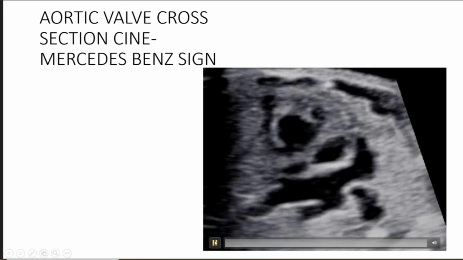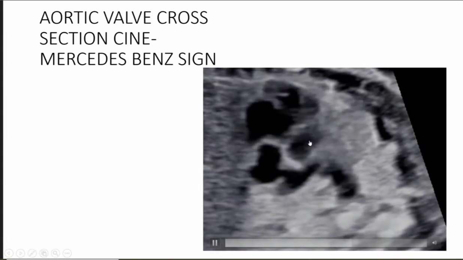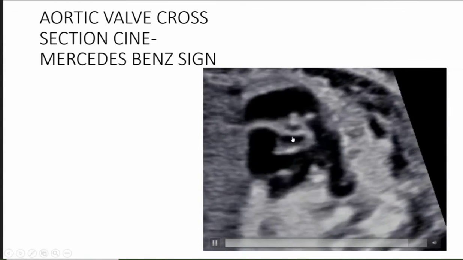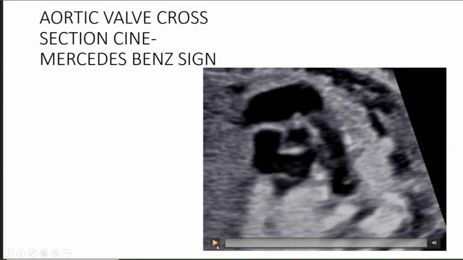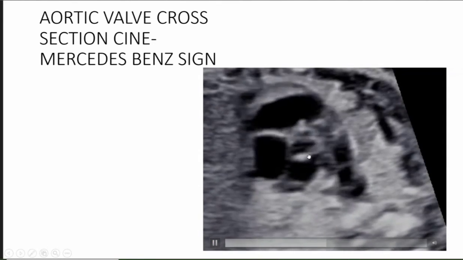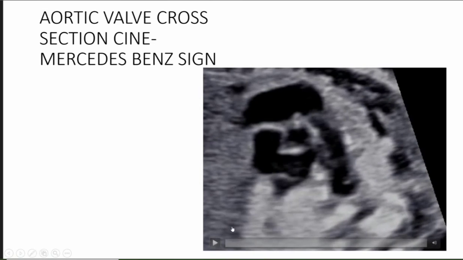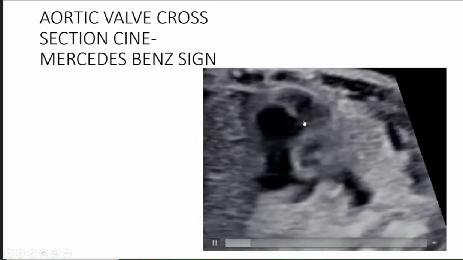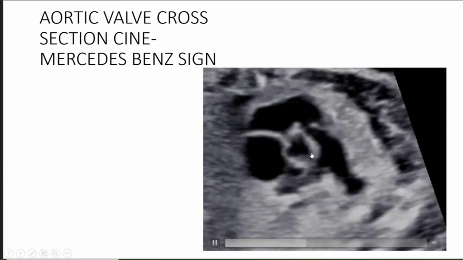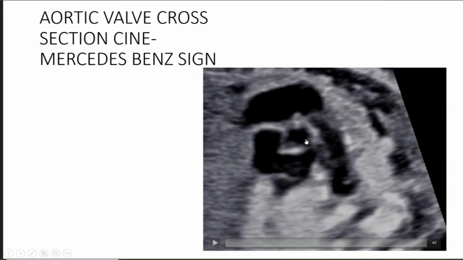Now, in the circle and sausage view, we can see the aorta in cross section. And if you observe the aorta clearly, you can see the three cusps of the aorta, and this is called the Mercedes-Benz sign. So you can see the car Mercedes-Benz sign here in the valve of the aorta. So in the circle and sausage view, you observe the aorta, go to the root of the aorta, you will get the three valves of the aorta. In this view we can diagnose bicuspid aortic valve.